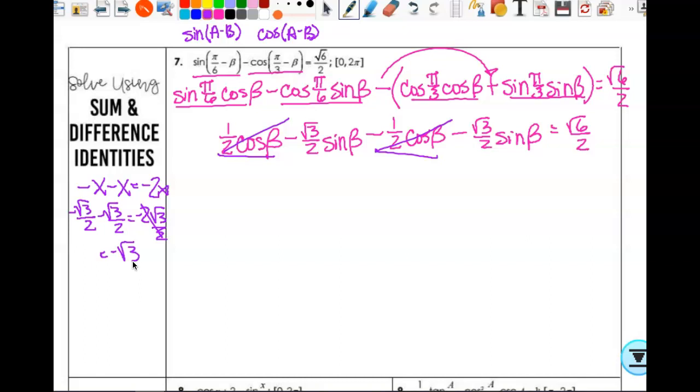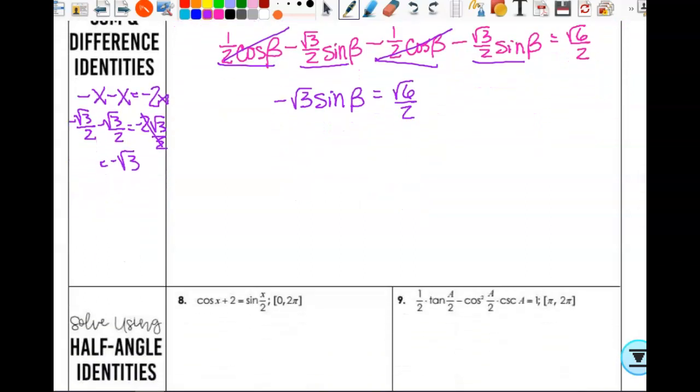Okay? So when you have something that looks like this, which your brain is going to tell you looks difficult and weird, think about what's really happening. Take it a step back and simplify it a little bit so that you can make sense of it, and not make up math or make it harder just for the sake of making it harder. Okay, we good on that? So that means when I combine these two, I get just the negative square root of 3 times the sine of beta equals the square root of 6 over 2.